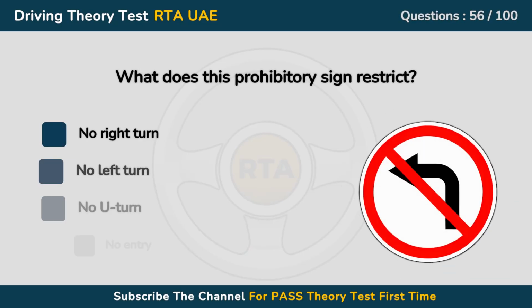Question 56. What does this prohibitory sign restrict? A. No right turn. B. No left turn. C. No U-turn. D. No entry.